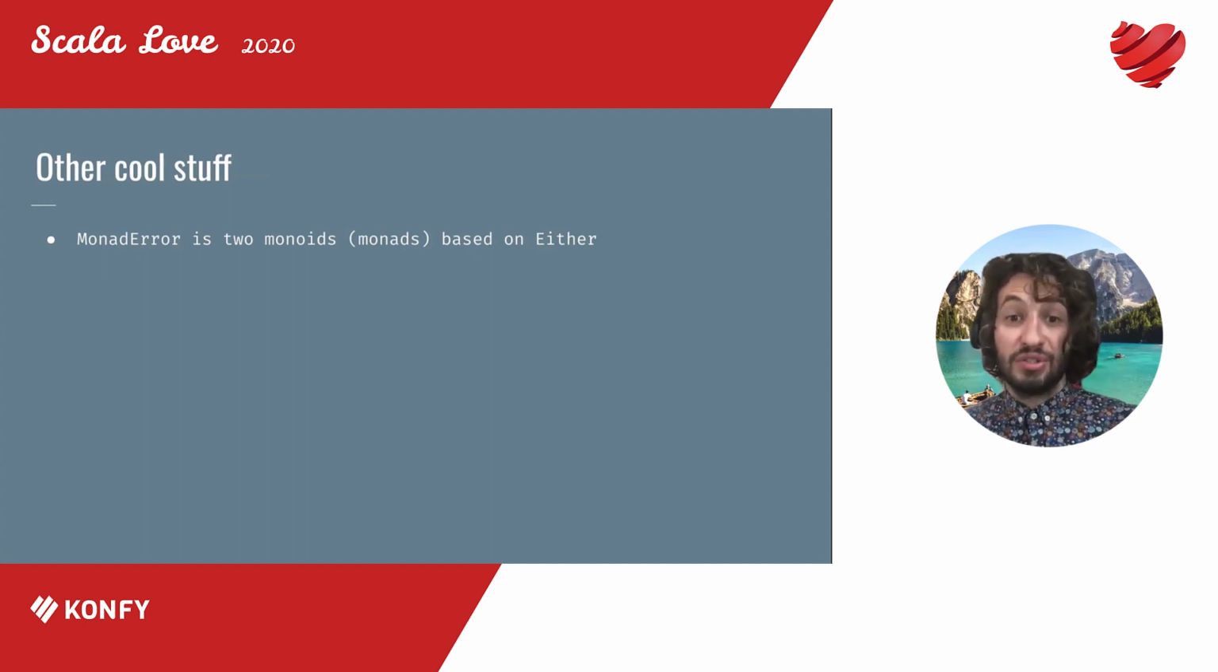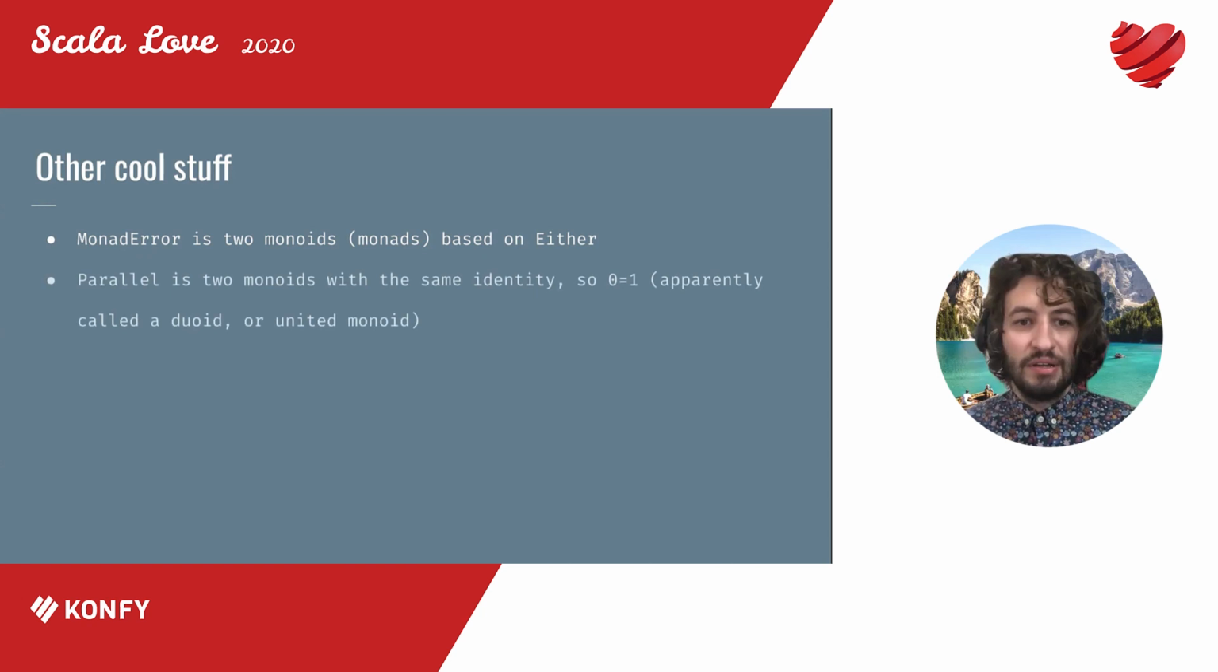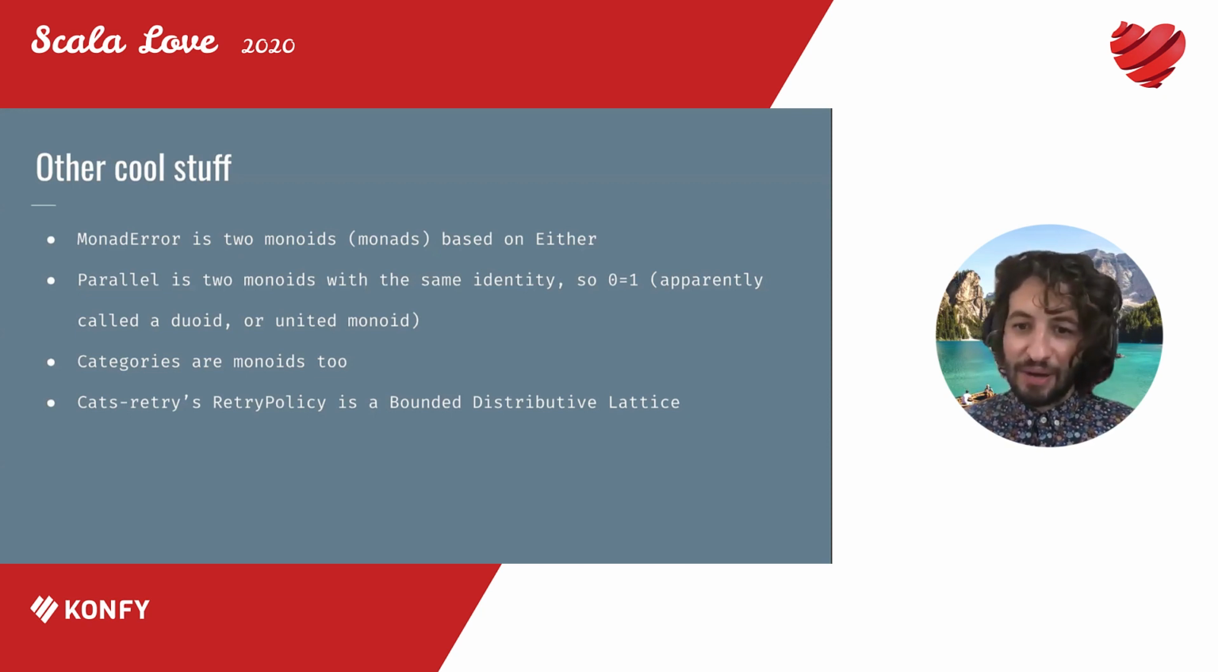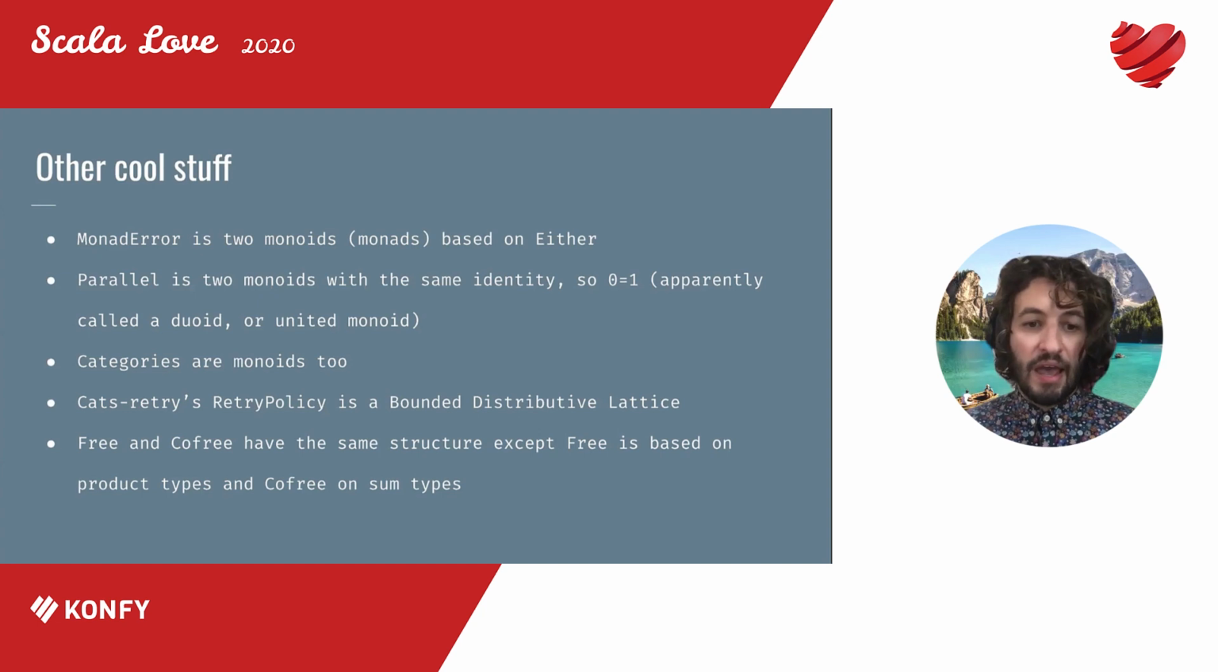So Monoid Arrow is actually two monoids based on Either. Parallel is also two monoids. So all of these different type classes are always somehow related to monoids, which is what this whole thing is about. Categories and category theory are also based on monoids. Cats Retry's RetryPolicy is surprisingly a bounded distributive lattice. And Free and Cofree also have this duality between product and sum types, where Free is based on product types and Cofree on sum types. Animations can also be modeled as a semiring.